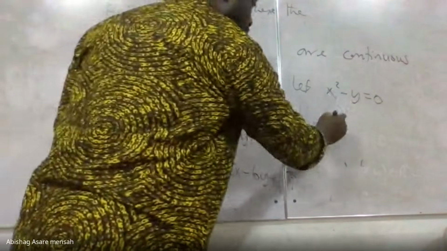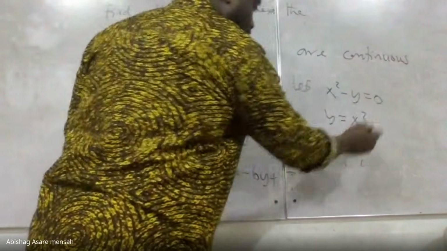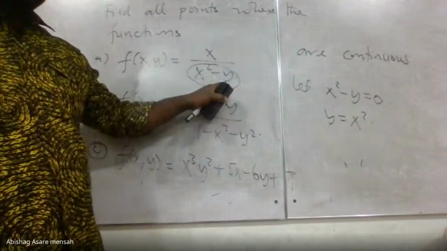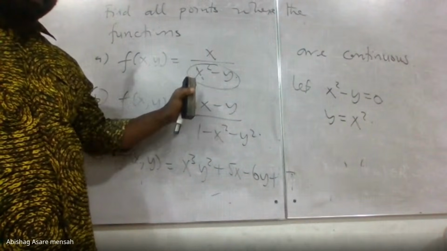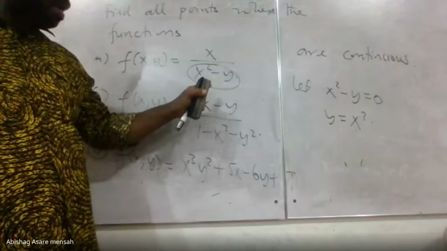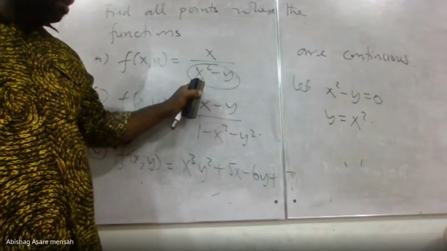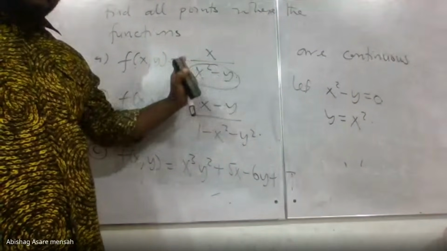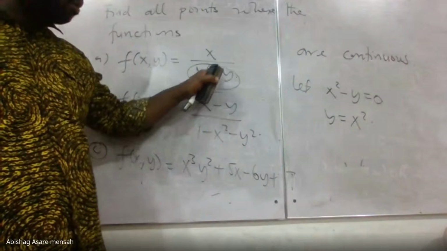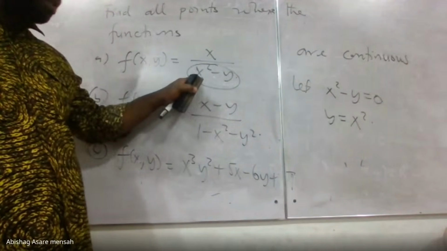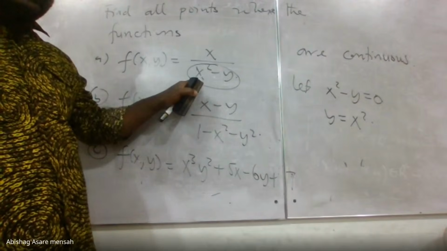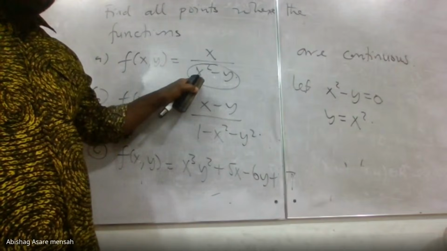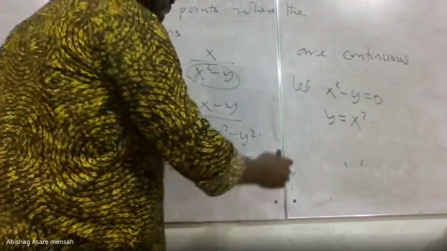Then you know that y is equal to x squared. So the moment y equals x squared, what will happen? This part will be 0. The moment this y equals x squared, we get x squared minus x squared, which is 0. So avoid this y being the same value of what? X squared. Not the same value of x, but the same value of x squared.